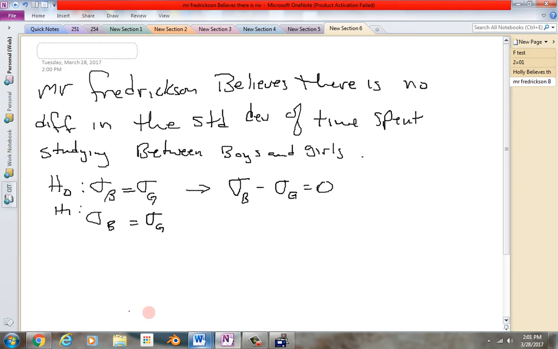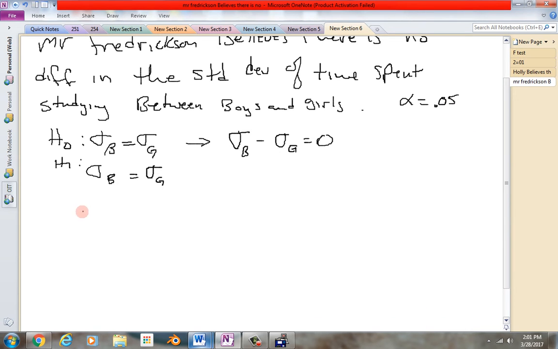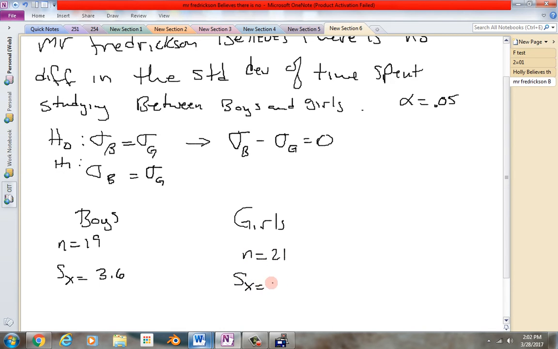Now, so what does he do? Well, of course, he wants to test it at something. Let's do 0.05. So what does he do? He takes a sample of boys. How many? I don't know, 19. And he finds that the standard deviation of this sample is 3.6. And for the girls, he takes a sample of, because he wants to, 21, I guess, and he finds that it is 4.7.